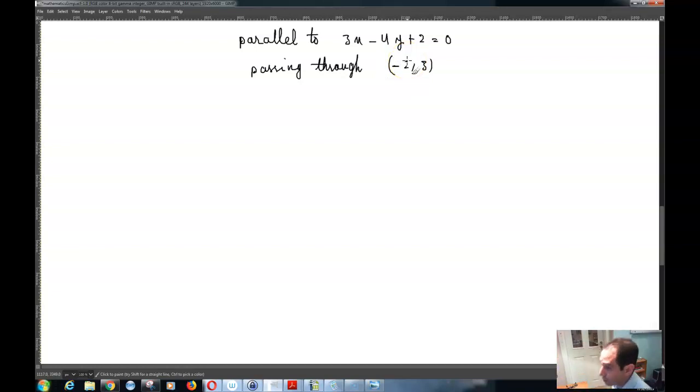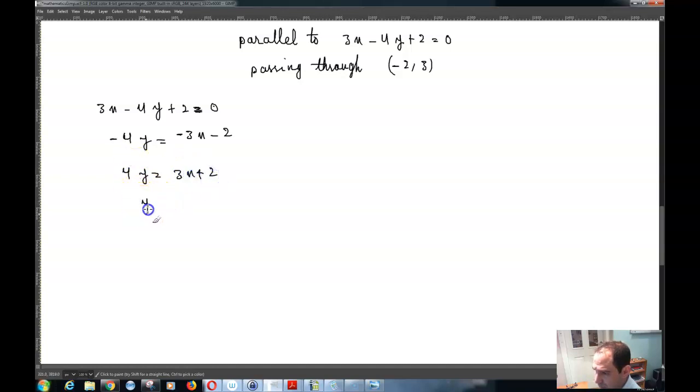So since the line is parallel to this line, if you find the slope of this line, you can use that slope to construct a new line. So basically you have 3x minus 4y plus 2 is equal to 0. Of course I can move these terms around. For example, I can write negative 4y is equal to negative 3x minus 2, and then 4y is equal to 3x plus 2, and then divide by 4: y is equal to 3/4 x plus 1/2.